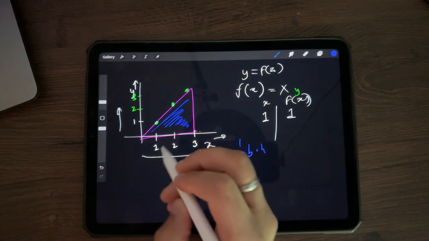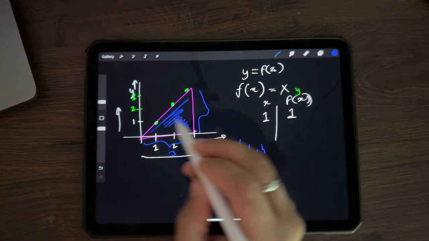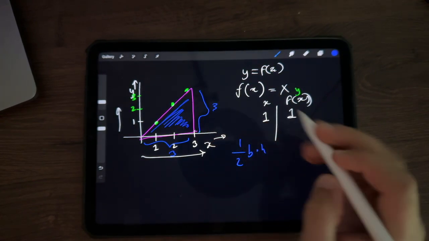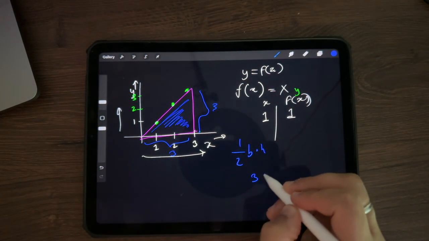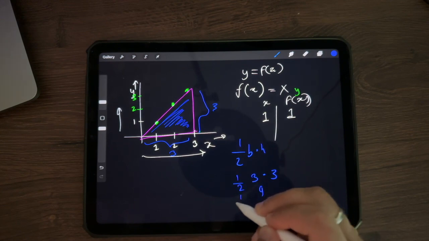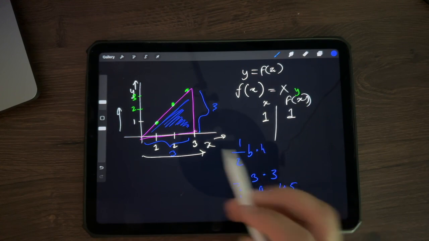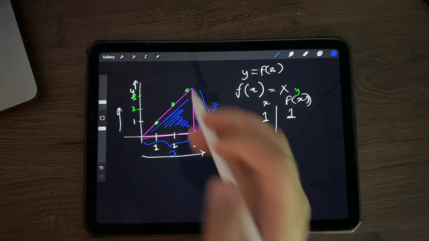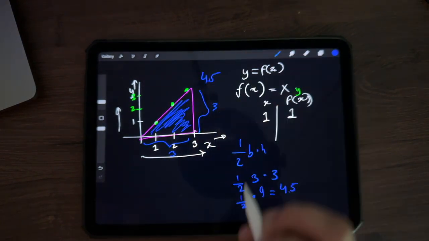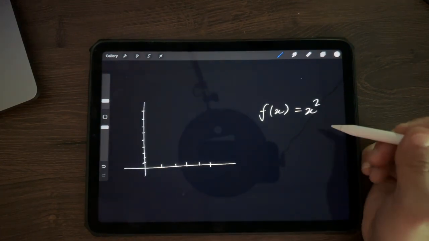So if we know that our base is 3, and we know that our height, which is the same as the y, how high we are on the y-axis, is also 3, well, you would simply say that 3 times 3 is 9, and then that 1/2, right? We multiply 1/2 by 9, and we get 4.5, which would actually give us the answer, right? So the area right here of this triangle is 4.5. Not too shabby, right? So what if instead I told you that we had the function f of x is equal to x squared?